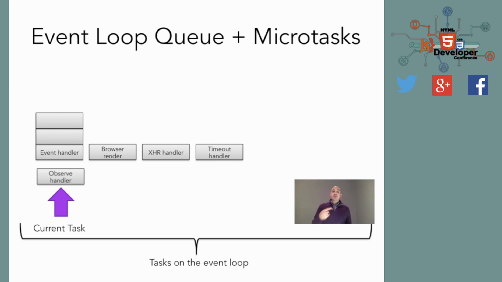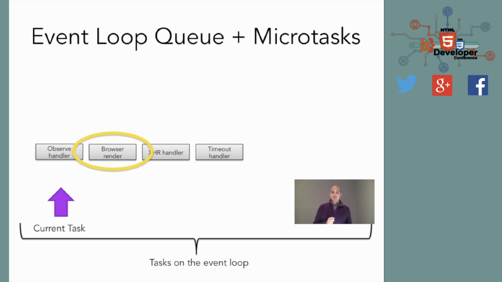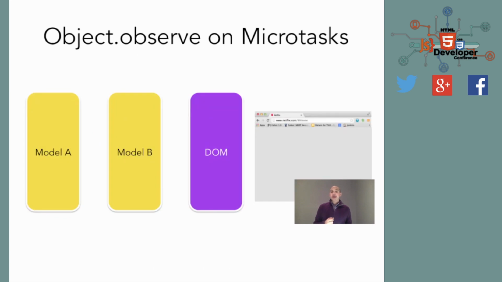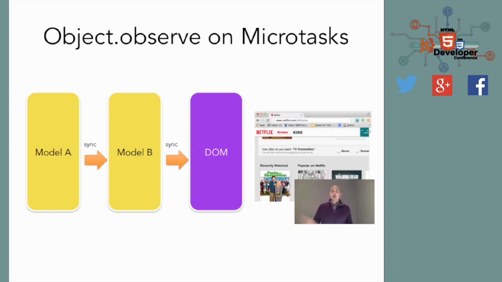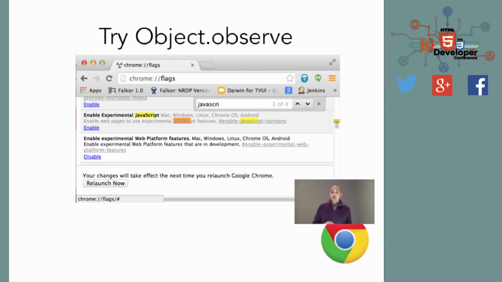And this observe handler is going to get executed only when the stack of the current task on the event loop bottoms out. And so notice we execute the observe handler and get a chance to update our DOM objects before the browser renders. And that's how we efficiently update the DOM and prevent unnecessary reflows. So you can see here, you can maybe make a change to a model and then propagate changes to another model before finally updating the DOM and then getting a single render pass. So you can try Object.observe right now by opening up Chrome and enabling experimental JavaScript.